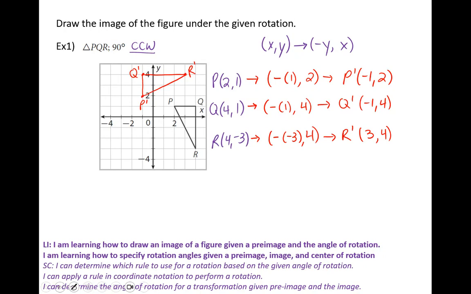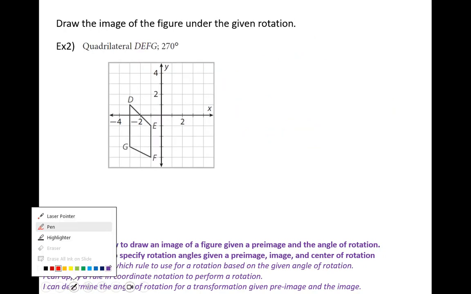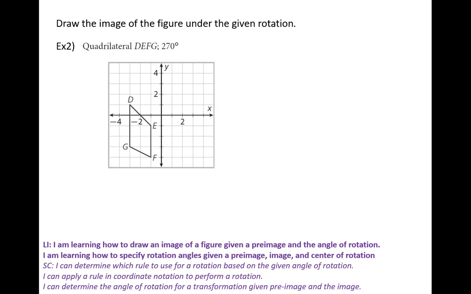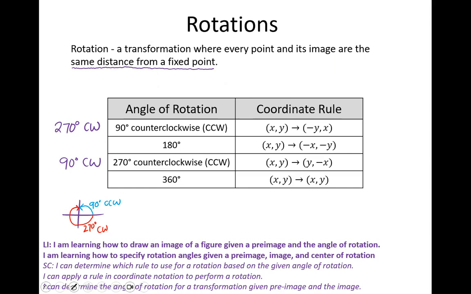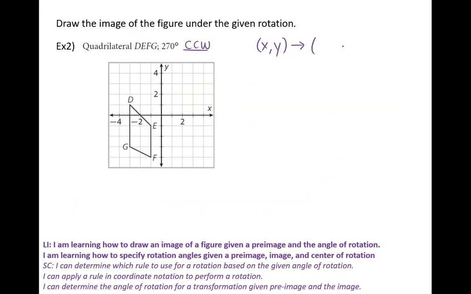Let's go forward. All right, so this time we have a quadrilateral. We have degrees of rotation. Again, if the direction is not there, we're going to do a counterclockwise direction. And so here I have x, y is going to turn into, and I'm going to sneak back to my rules so I can look at them. 270 counterclockwise means I'm following this rule, which is y, negative x. All right, so let's go back forward: y, negative x.